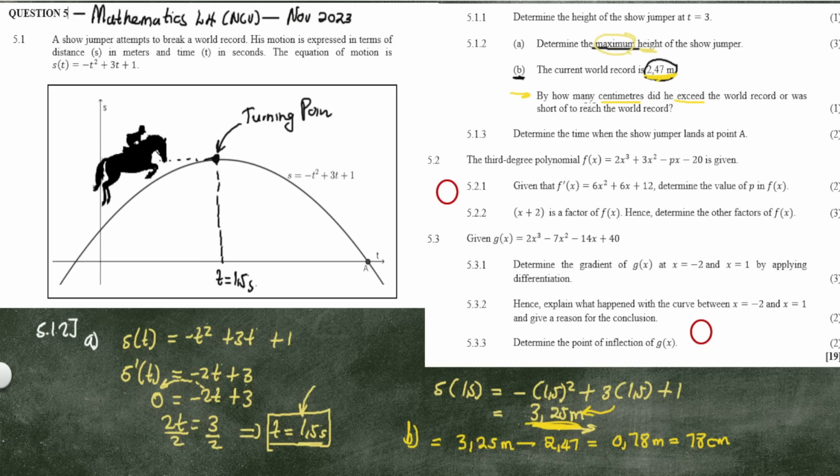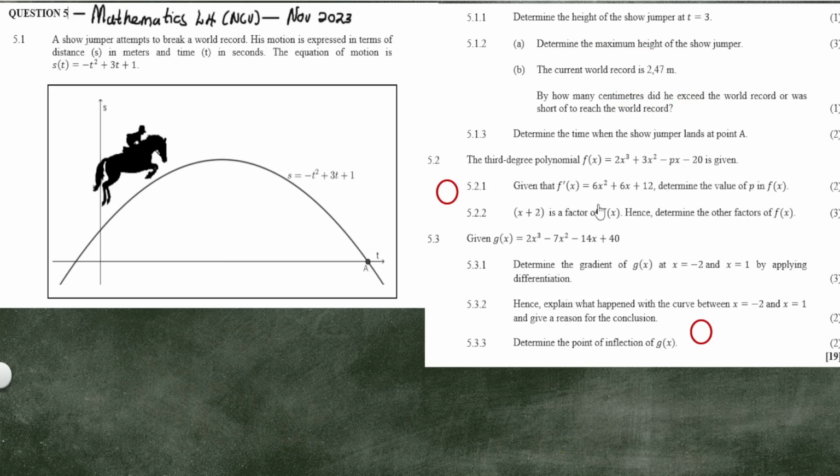Now, but is it by how many centimeters? Yes, we're in meters, but we found the difference between the new world record and the current standing world record. So it's 0.78. We're subtracting so that we see by how much he exceeded the world record. He exceeded by 0.78 meters, but the question is in centimeters. That is why you multiply by 100, to change meters to centimeters. That's what you do. Okay.